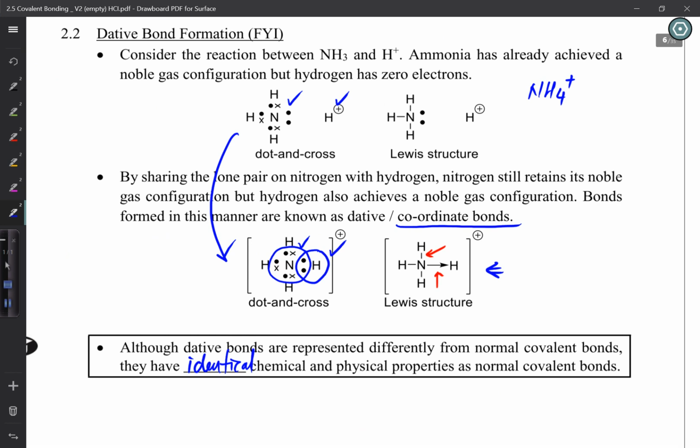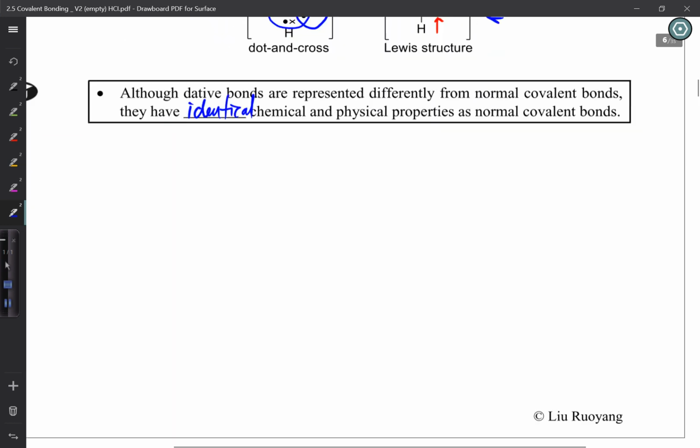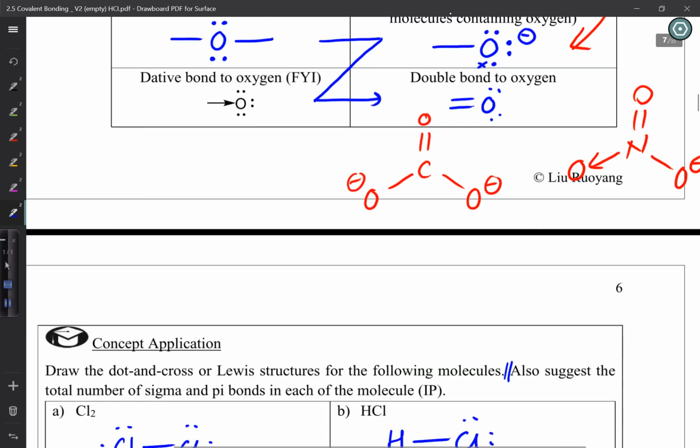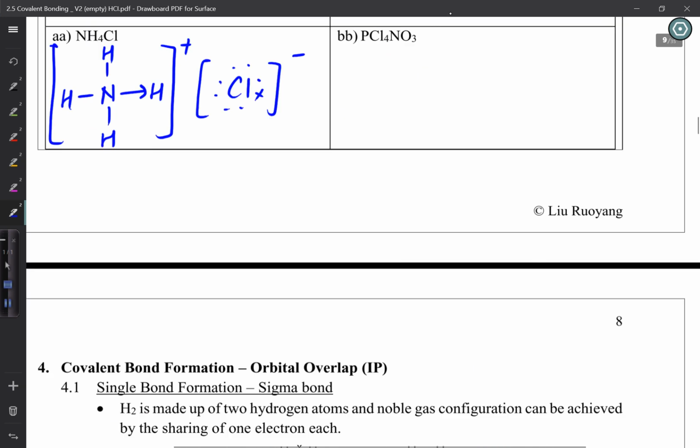Some schools teach, some schools don't teach. Some schools don't teach, but the exam comes out. Some schools don't teach, and the exam doesn't come out. So see where you want to place your bet.